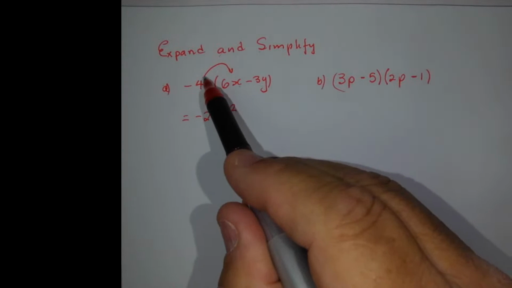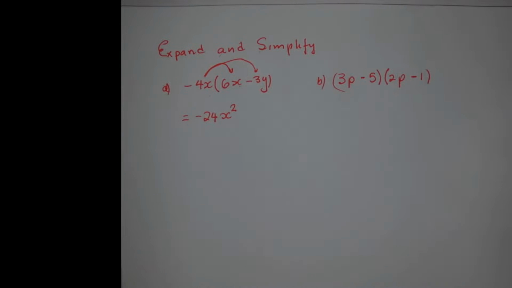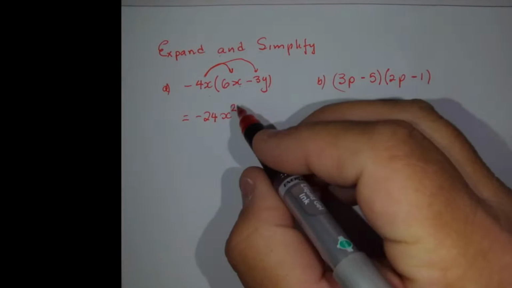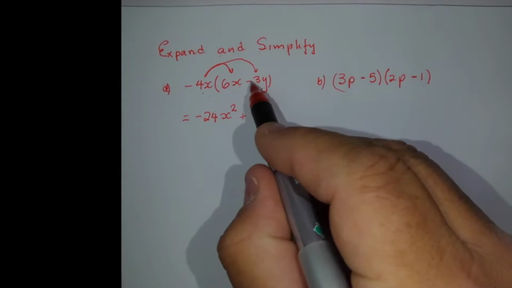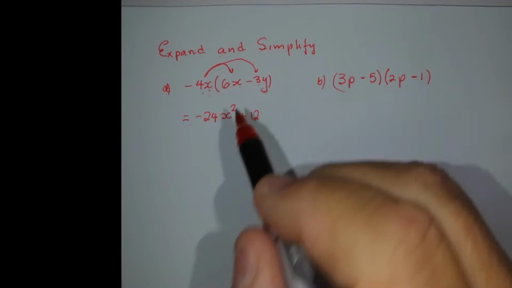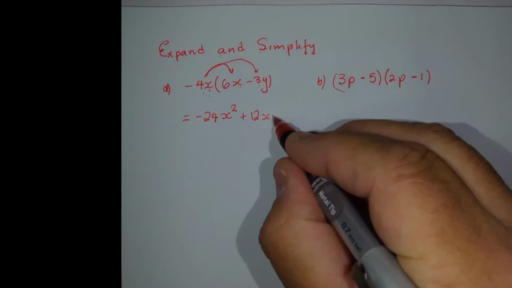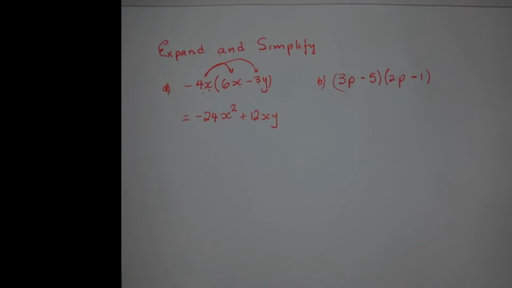Now when I repeat that multiplication of the same term, remember you've got to multiply by every term inside the bracket, then you also will have plus, because minus 4 times minus 3 is positive 12, and then x times y. There's no way to simplify that any further.